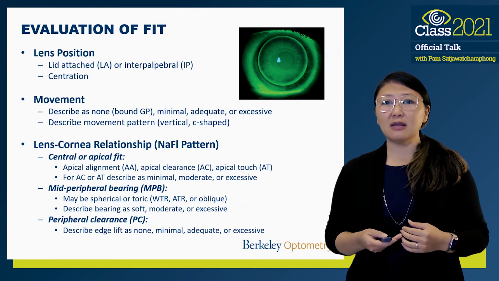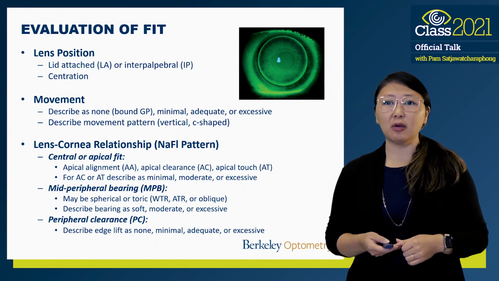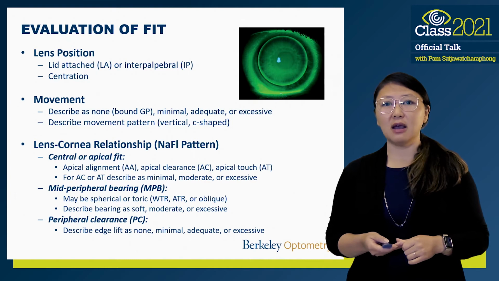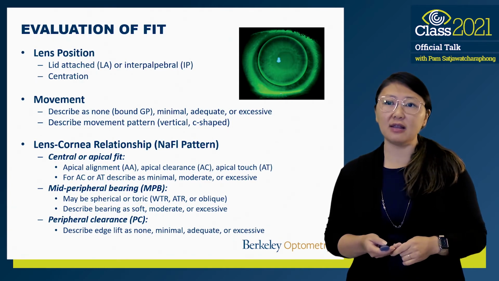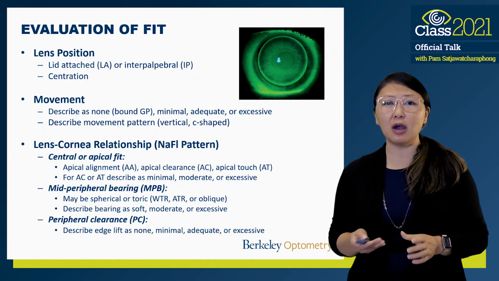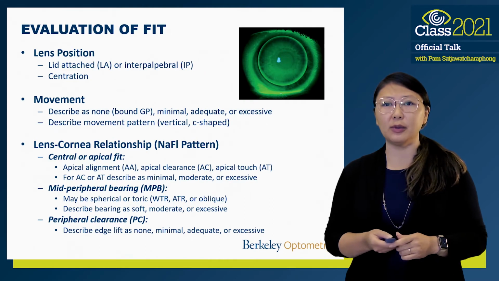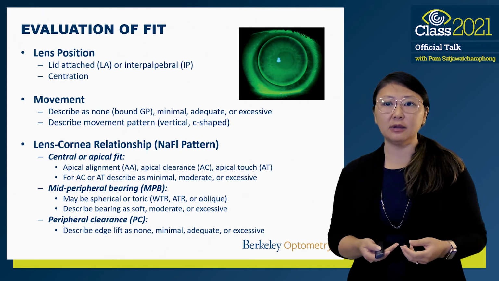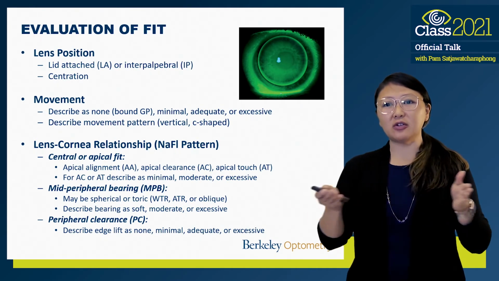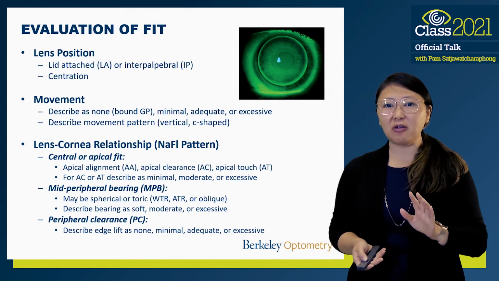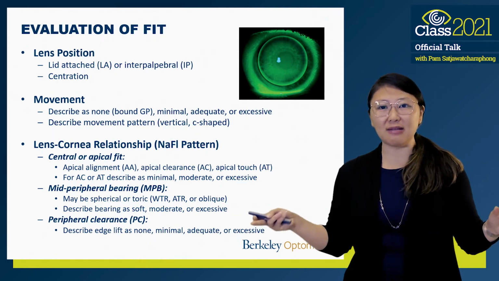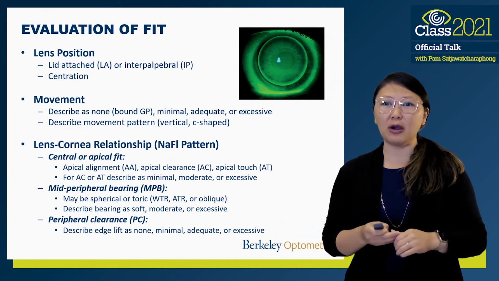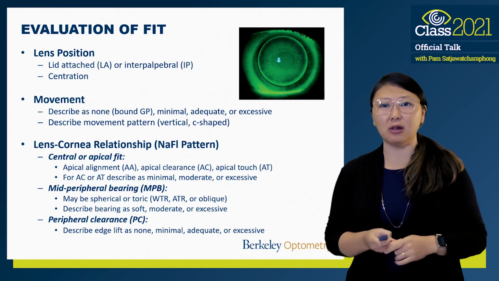If the movement is vertical, that's typically what we're looking for, but you also may want to pay attention to if the movement is more C-shaped in its pattern, which may suggest that the lens is maybe on the flatter side. We'll talk a little bit more about this in a moment. You also want to look at the lens-cornea relationship, or the fluorescein pattern. I personally like to work from the center outward because I find that if your center fit is not appropriate, then generally the rest of the fit is not going to be appropriate either. And once you can get that central part of the lens fitting better, typically the rest will follow.